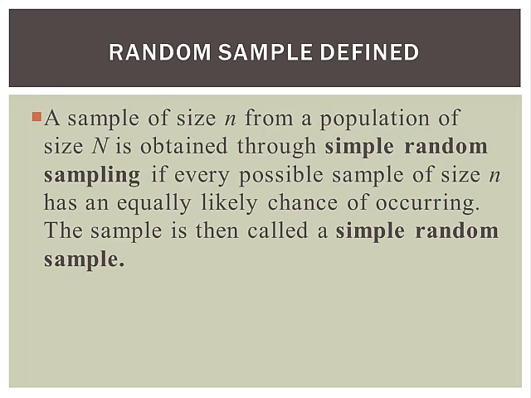So a random sample defined, this is the official definition of it. A sample of size n from the population of size N, so big N is the whole population. We take a little bitty sample from them, and it is obtained through simple random sampling if every possible sample of size n has an equally likely chance of occurring. Then the sample is a simple random sample. So that's the official definition.